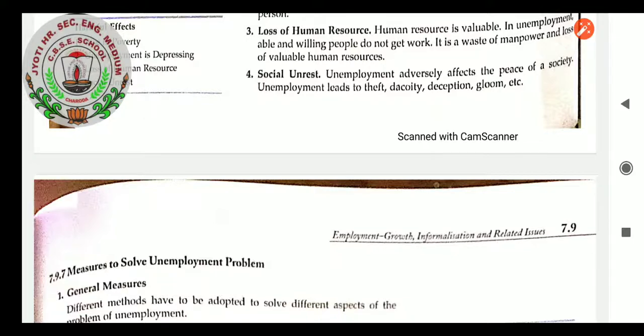Social unrest. Unemployment adversely affects the peace of a society. Unemployment leads to theft, dacoity, deception, gloom, etc. Definitely, we have seen this situation practically when the lockdown happened. People from many factories were detained from their jobs, and after that, for 6 months and 7 months, they were not having any source of money. They were not having any income to fulfill the basic needs of the family. These problems of dacoity, deception, gloom, etc. started. That is the social unrest, students. People's minds will go in the wrong direction for earning money so as to satisfy the basic needs.